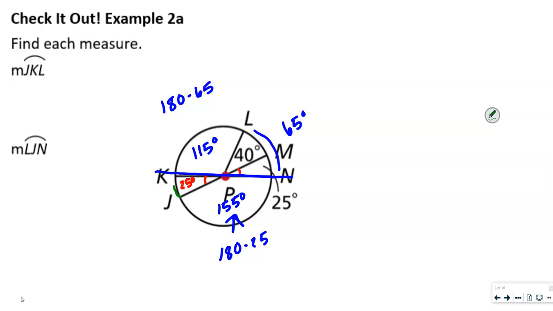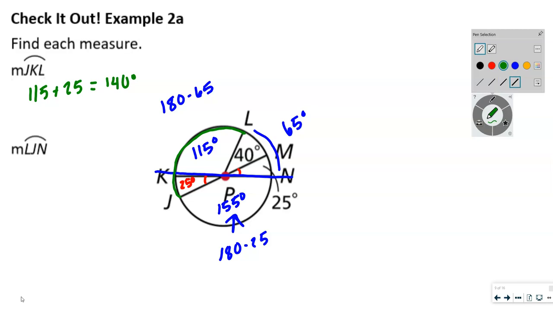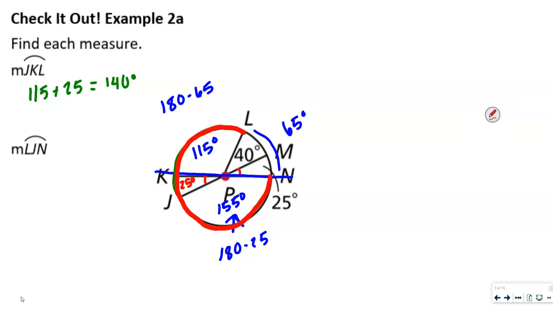Then it's asking us for JKL. So we're going to go around J over to K and then to L, right? So we're going to add 115 plus the 25. So that's going to be 140 degrees. Now let's find this next one. Let's make this a little darker in a different color. Okay, we got L, J, N. So again, remember, you got to go in the order of the letters. So this is L, J, N over to there. And notice that that's everything but our 65. So for this one, we could do 360 minus the 65. That would give us 295 degrees.